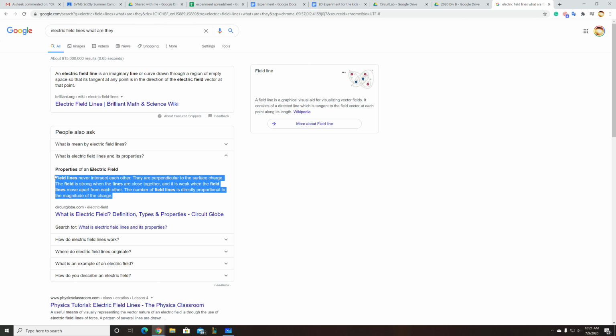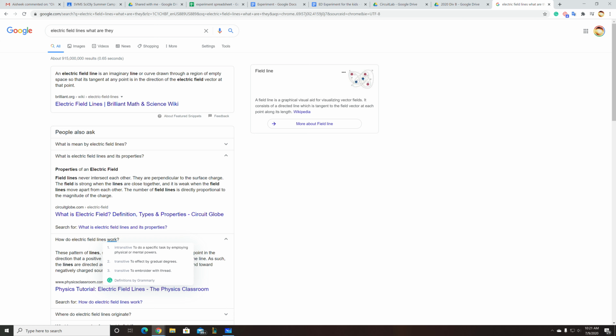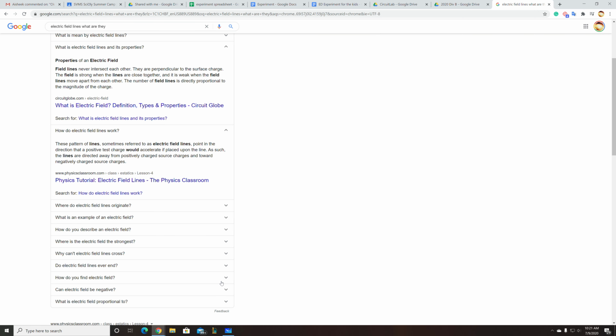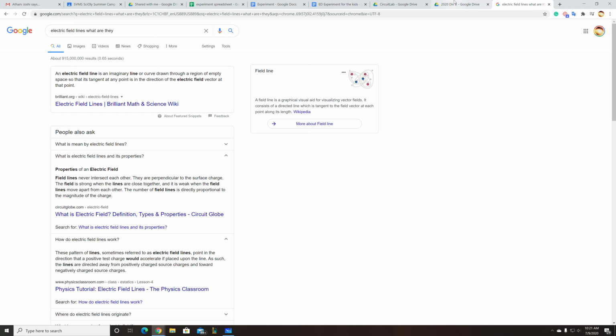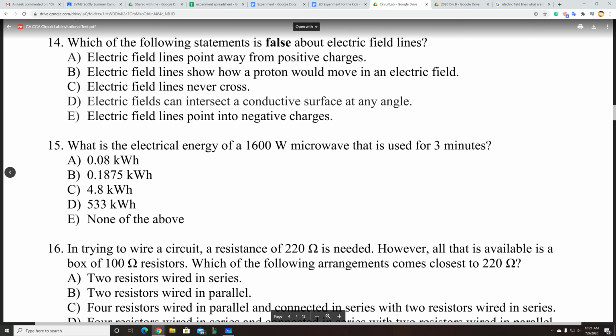Hey, actually, you guys should memorize this. You guys should understand this. Field lines never intersect each other. You guys need to know this. You need to understand this, okay? That's basically what this means, and that's exactly how it works. Wait a sec.